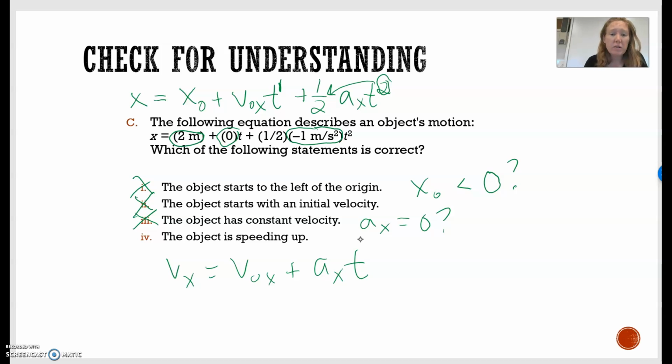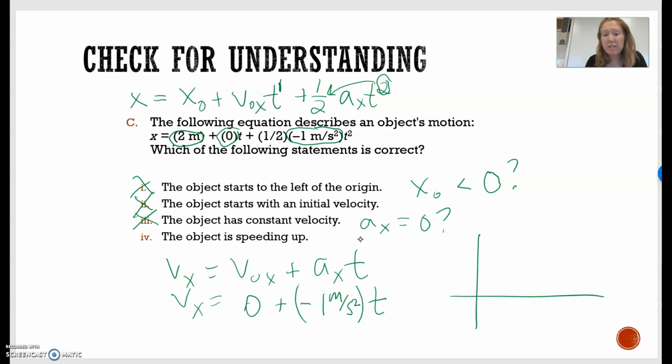So then the velocity function for this situation would be, I have 0 here plus -1 meter per second squared, t. So then my Vx function, if I graph it, I should have left myself more space. I'm starting at 0 and I'm graphing a line that goes down like that. So then for sure I'm going to get something that speeds up. It's just speeding up in the negative direction. Okay.